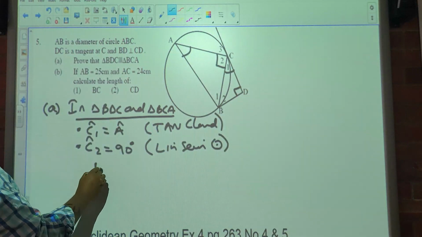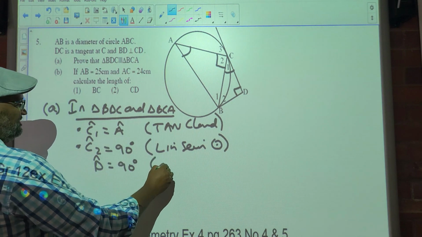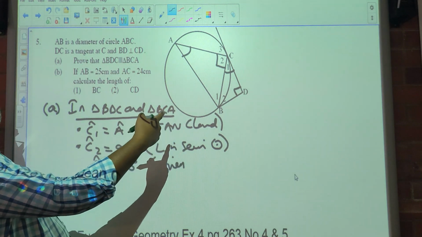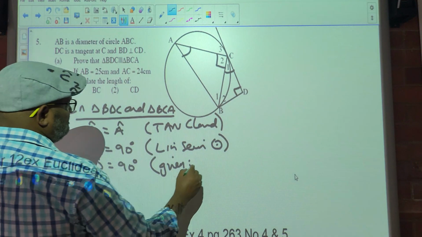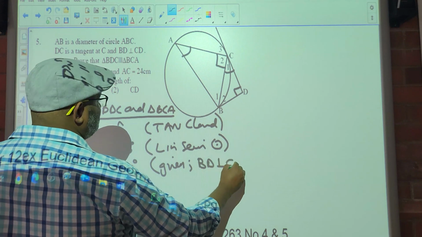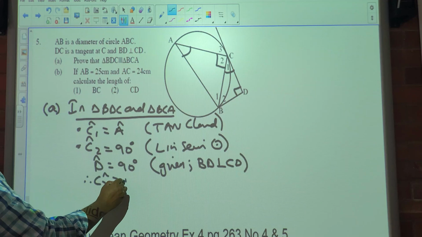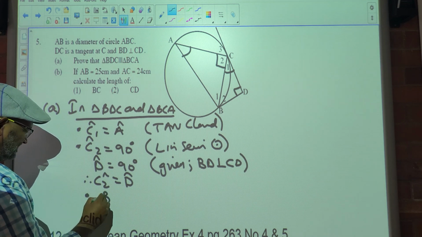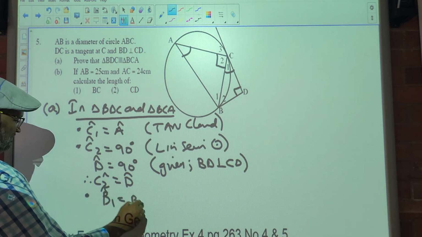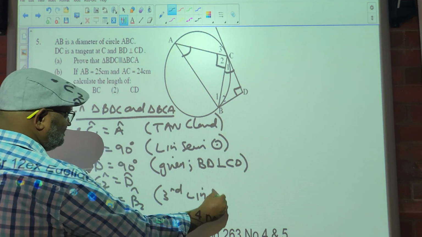Angle D is 90. Why? Given. You see, it's not on the diagram, so I must state it. Given that BD is perpendicular to AC. So therefore, C2 is equal to angle D. In the third case, the third angle, we can say that B1 is equal to B2. Why? The third angle in a triangle.